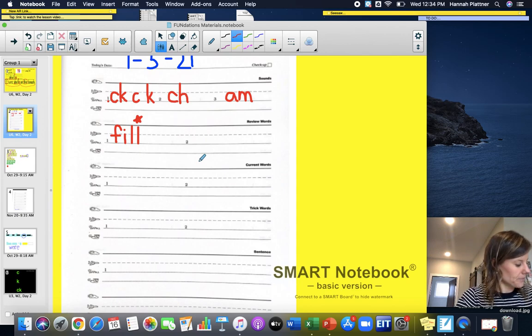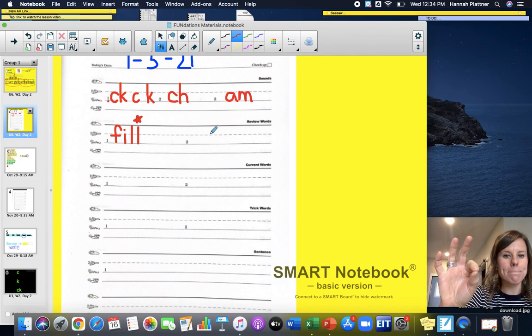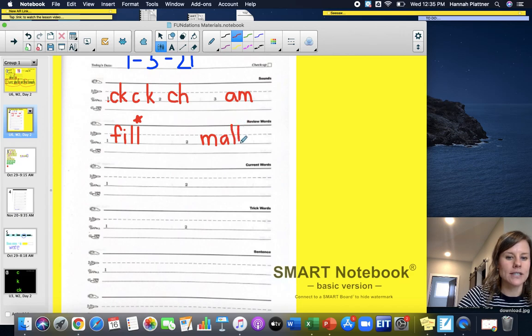All right. Your next word is mall. Mall. Let's tap it. All. Mall. This word has a glued sound. All. That vowel sound changes in this glued sound, so be careful with your vowel. Go ahead and mark up your word, put a box around your glued sound, and a star above your bonus letter.